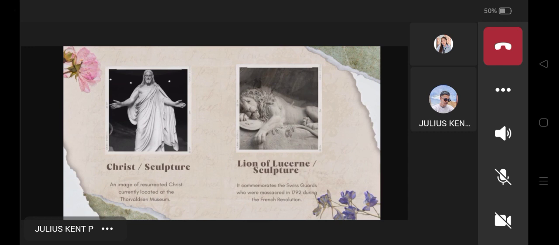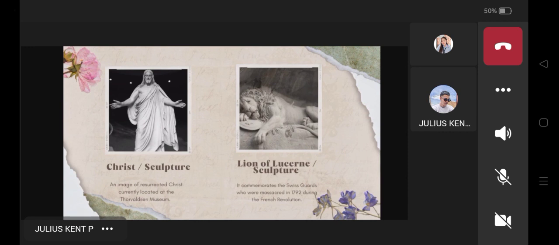Tapos yung pangalawa, Lion of Lucerne. Sculpture din siya. In commemoration of the Swiss Guards who were massacred in 1792 during the French Revolution. Yung location, nasa Lucerne, Switzerland. Yung designer ay si Bertel Thorvaldsen. Tapos yung type niya is memorial, libingan. Tapos yung material na ginamit dyan, sandstone.